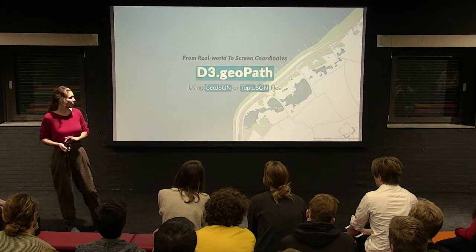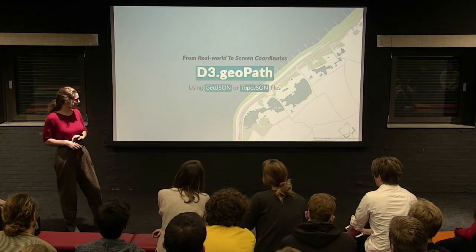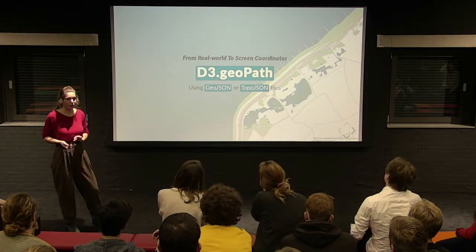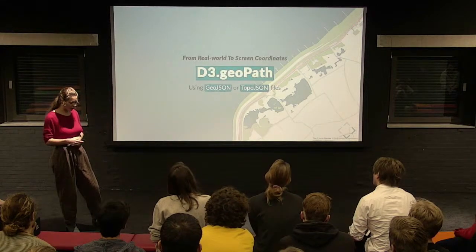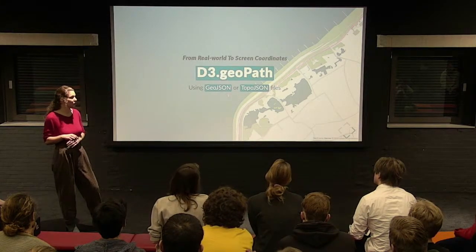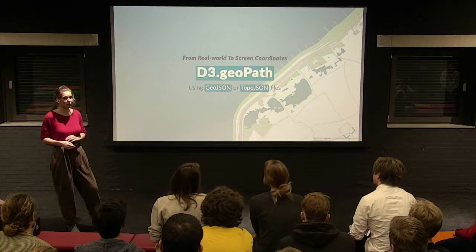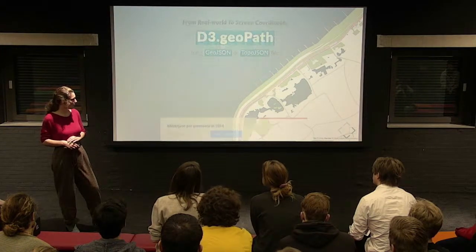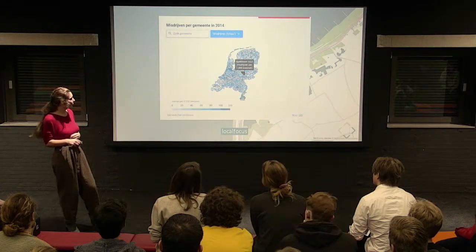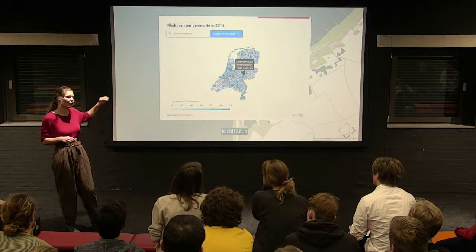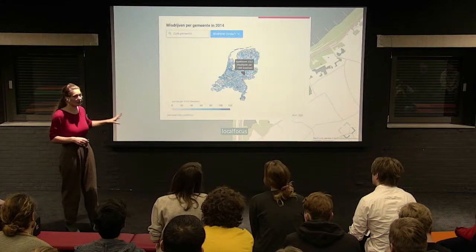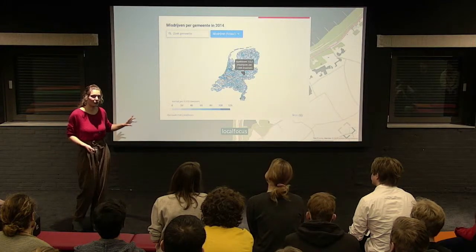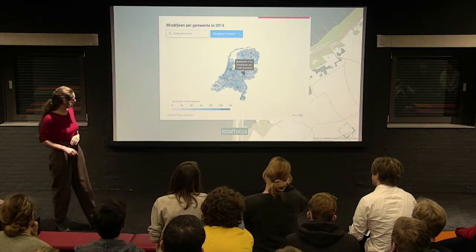So what you use in D3 is the D3 GeoPath to transform your coordinates, your geodata, into screen coordinates. And for example, you use GeoJSON and TopoJSON as input geo files. So, for example, you can make a nice map, and then if you hover over with the mouse, the colors change, and you get some information about it. You can add some graphs next to it, which are based on the same data.